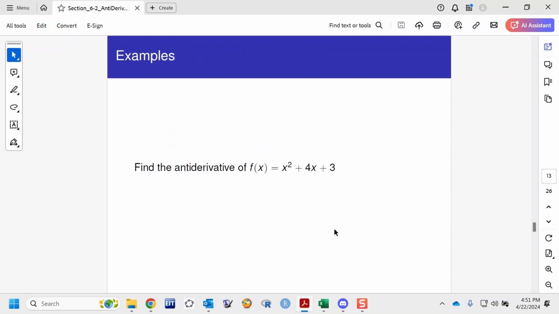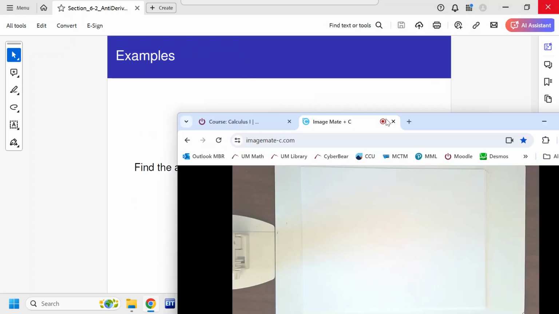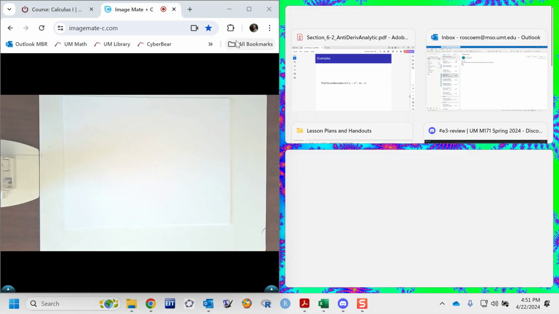All right, let's get on to a few examples. So what if we were asked to find the antiderivative of this function x squared plus 4x plus 3? Let's go ahead and try that one first. X squared plus 4x plus 3.